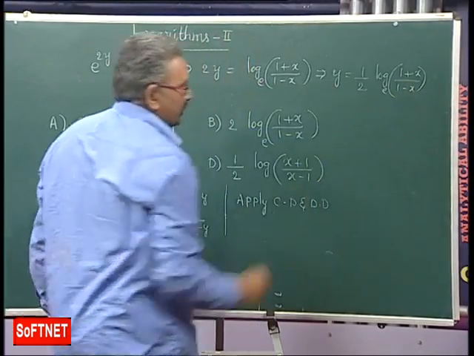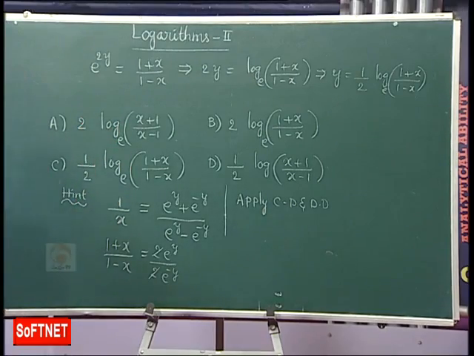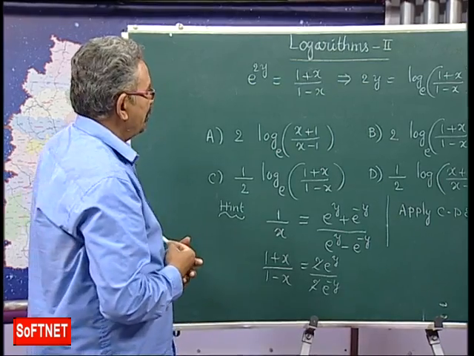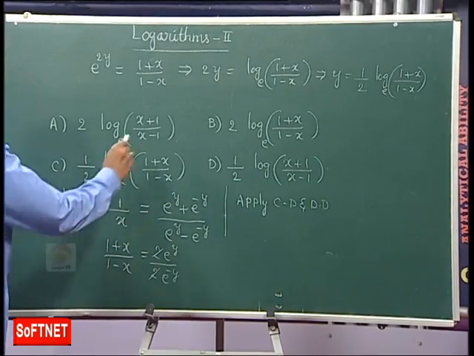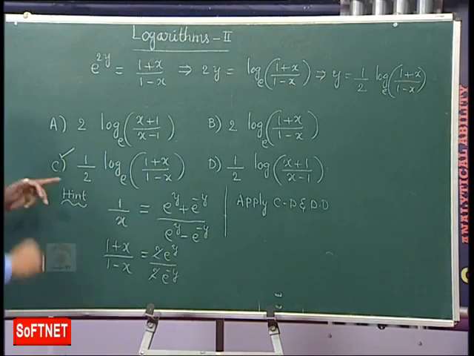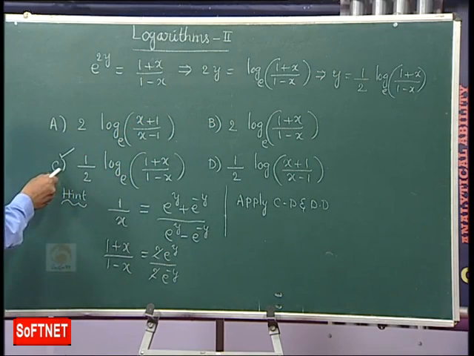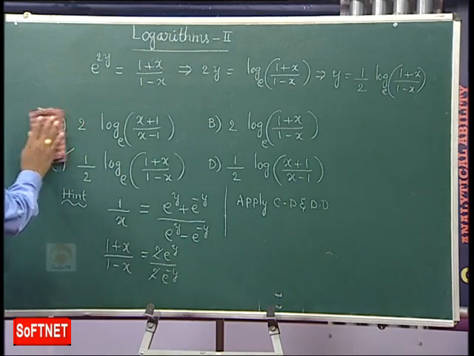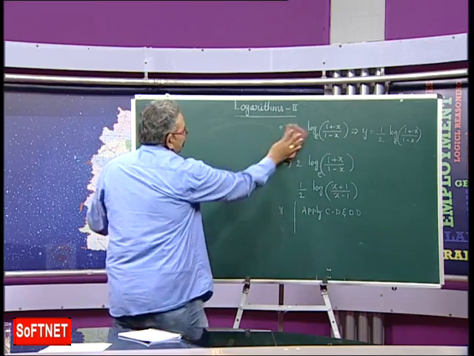to the base e. Now, which is the right option among these? Yes. If you observe, C will be the right option, because of the 2 times and the half times you may get confusion between these two. So C will be the right option. Let us move to the next question.